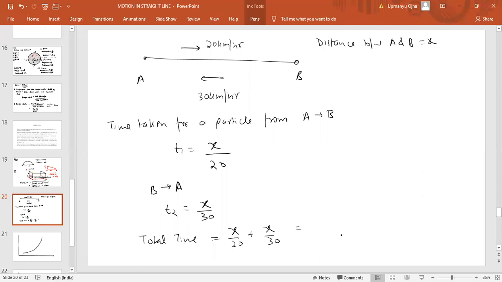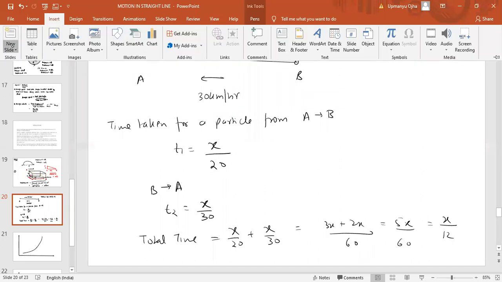We can take LCM here. This will come as 60. This will be 3x plus 2x, means 5x by 60. That will come as x by 12. Okay, so total time taken is x by 12. Fine. Now, what is the average speed?